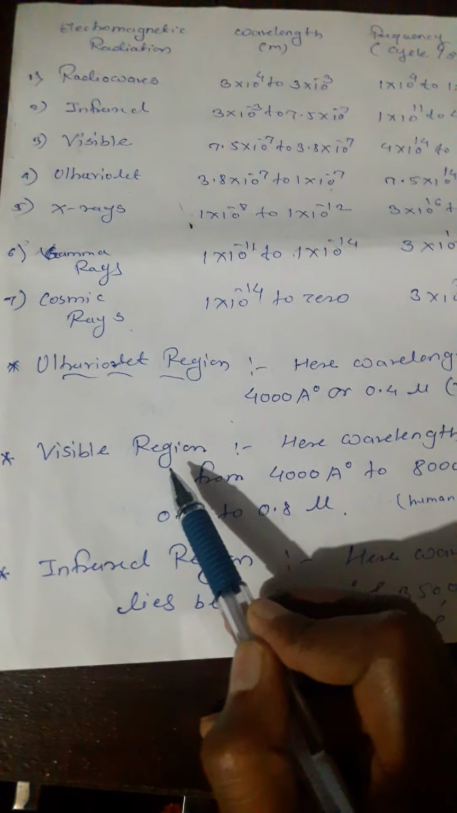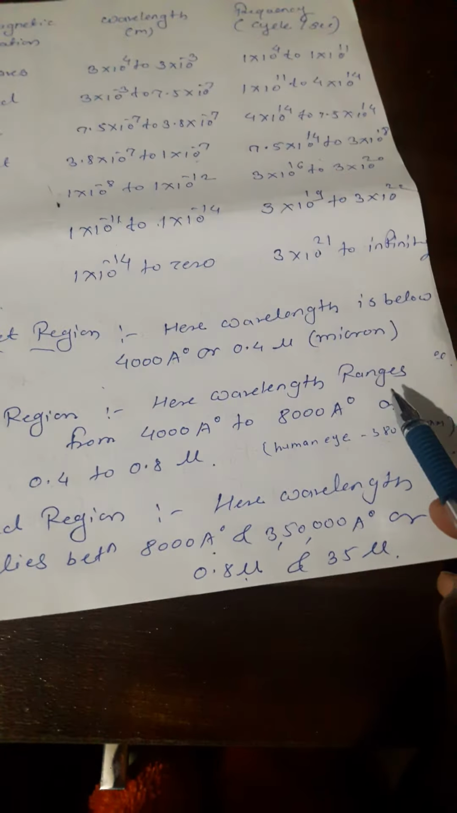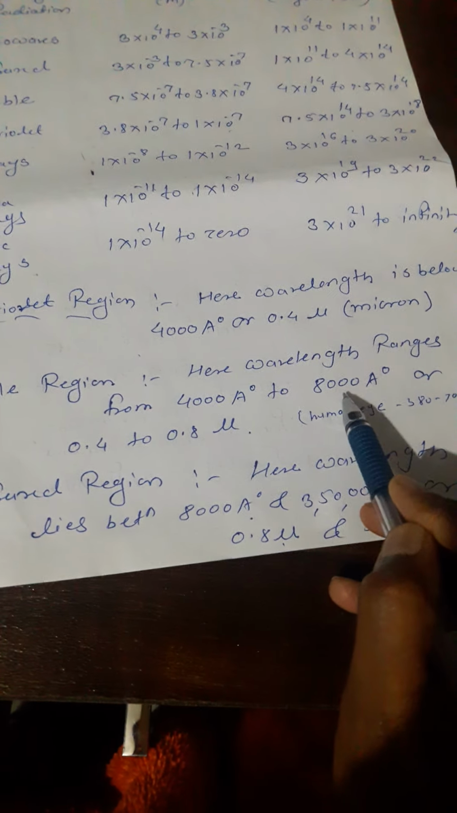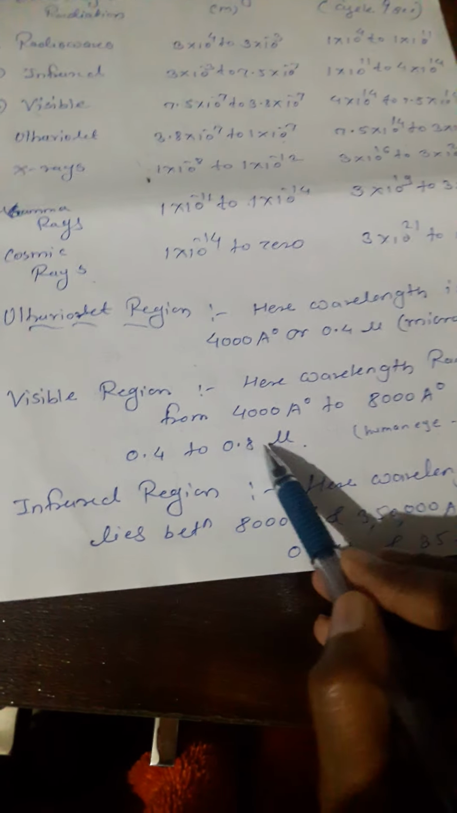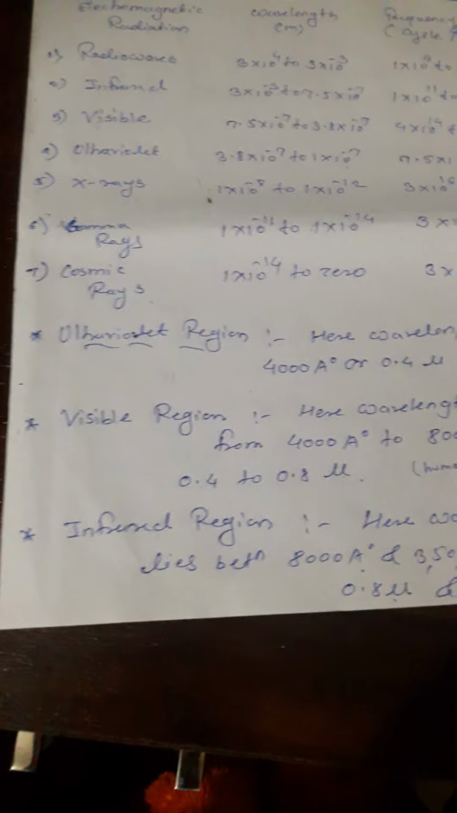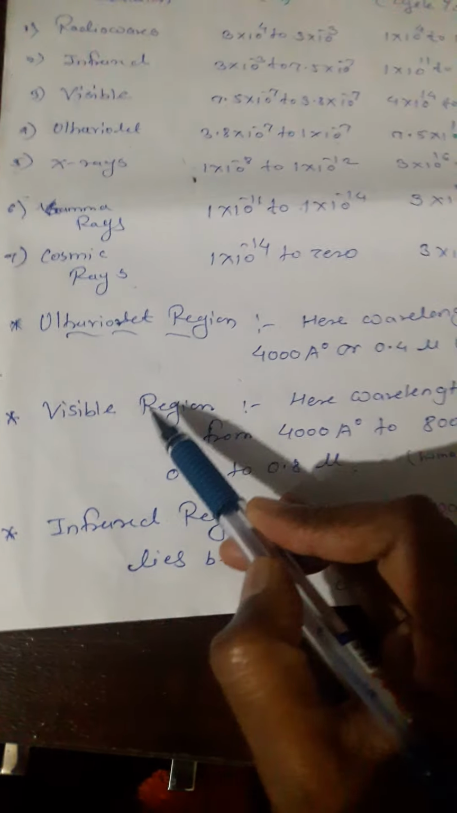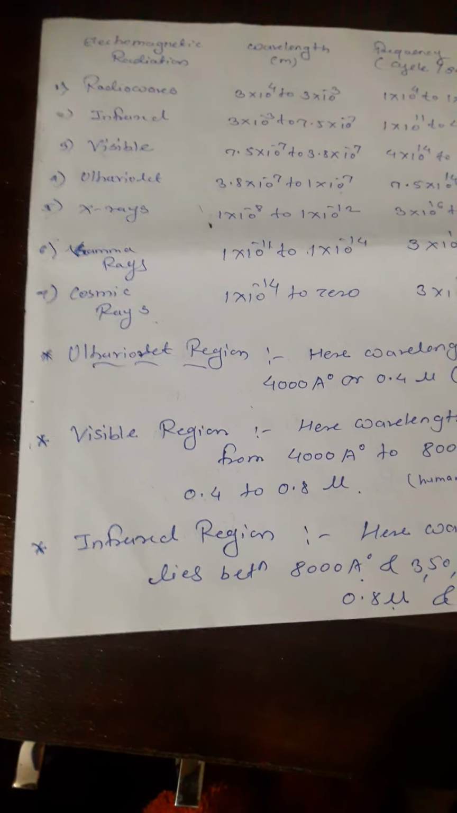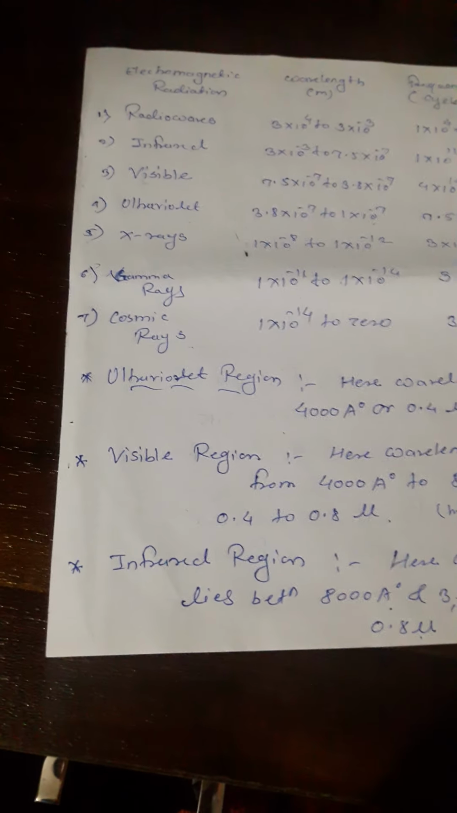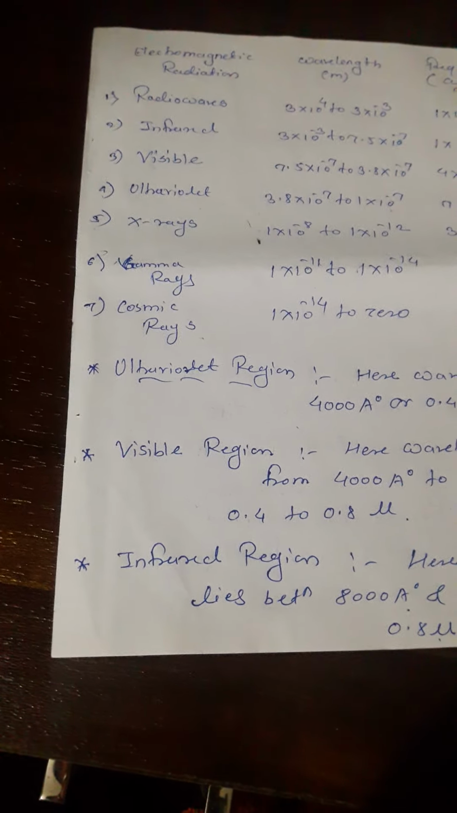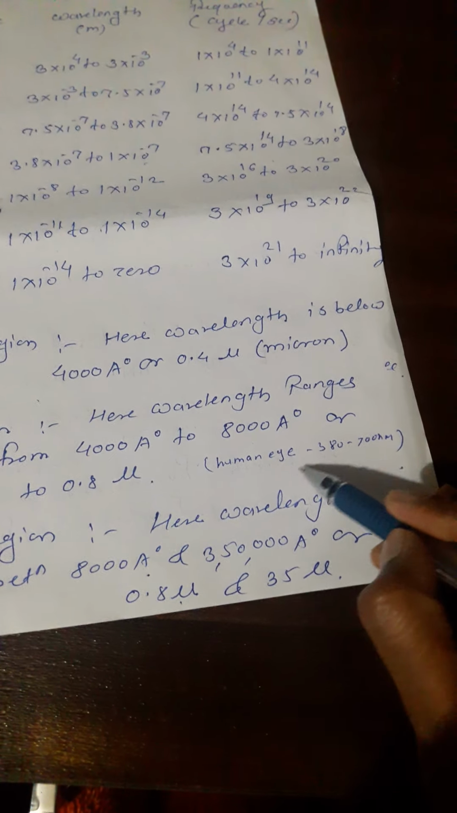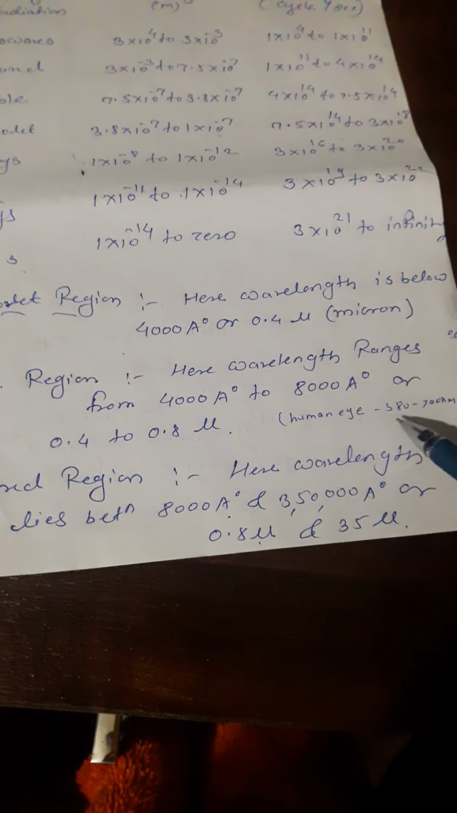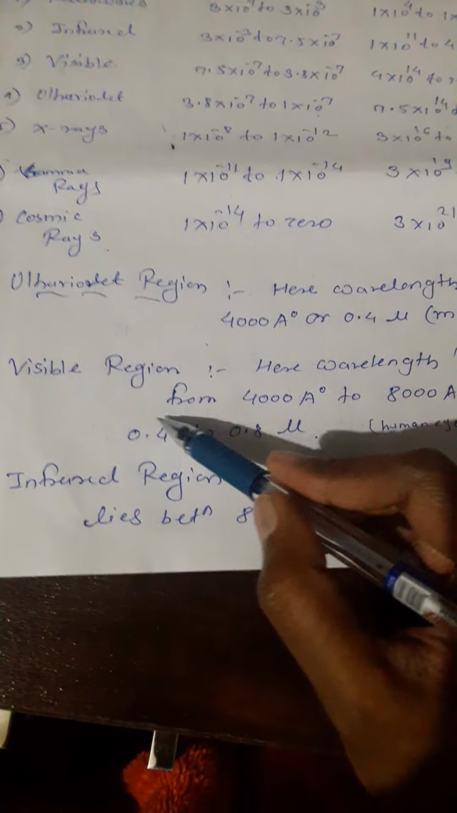Next we can see the visible region. Here the wavelength ranges from 4000 angstrom to 8000 angstrom, or 0.4 to 0.8 micron. The visible light spectrum is the segment of the electromagnetic spectrum that the human eye can view. More simply, the range of wavelengths is called visible light. Typically the human eye can detect wavelengths from 380 to 700 nanometers. This is the visible region.